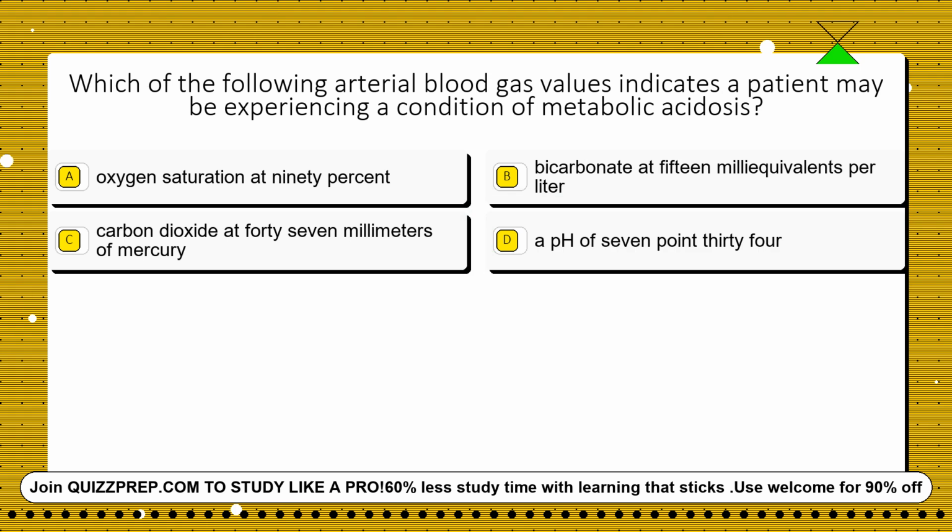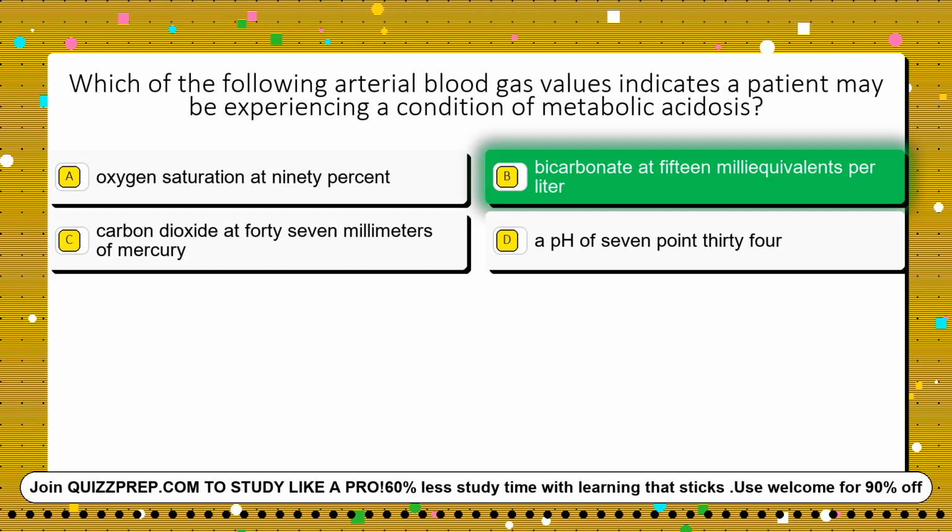Question 9. Which of the following arterial blood gas values indicates a patient may be experiencing a condition of metabolic acidosis? Option A, oxygen saturation at 90%. Option B, bicarbonate at 15 milliequivalents per liter. Option C, carbon dioxide at 47 millimeters of mercury. Option D, a pH of 7.34.